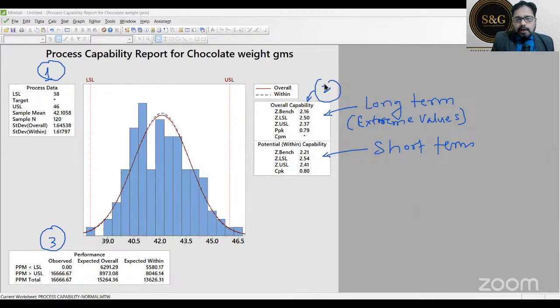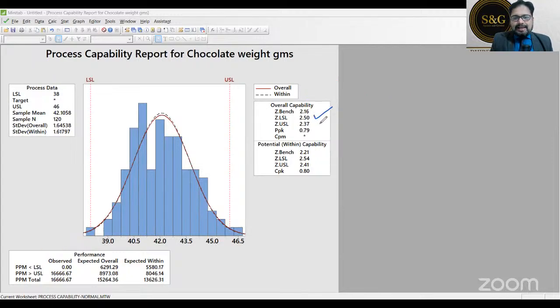So how do we calculate this? Let's try to understand this. Let's calculate this. First, we will calculate this one. Okay, I will show you all one by one. So first, we will calculate ZLSL, then ZUSL, then ZBench, then PPK, and all these things. Okay, one by one. So ZLSL and ZUSL.